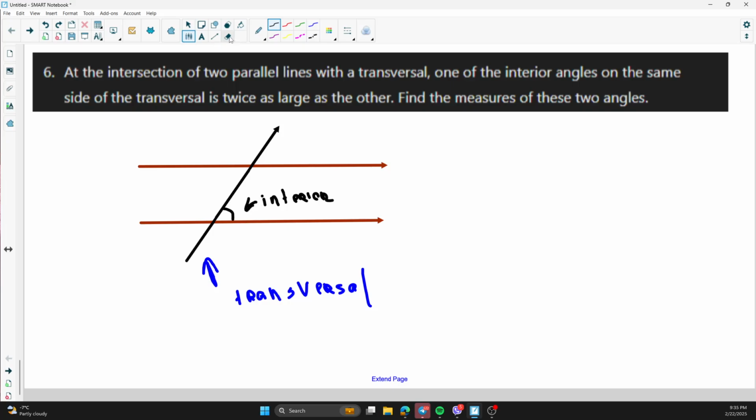So if the interior one is going to be alpha, the exterior one will be, maybe beta. Look, on the same side of a transversal it is twice as large as the interior one. So it'd be 2 alpha. Now find alpha.